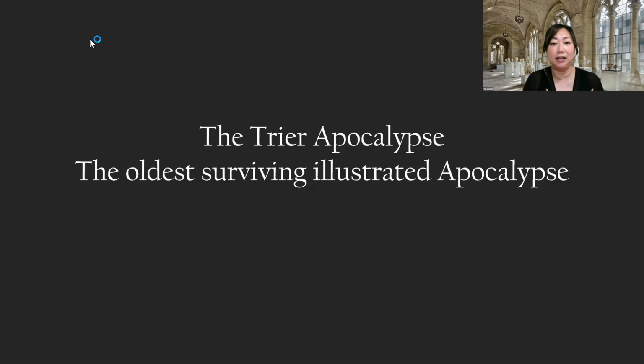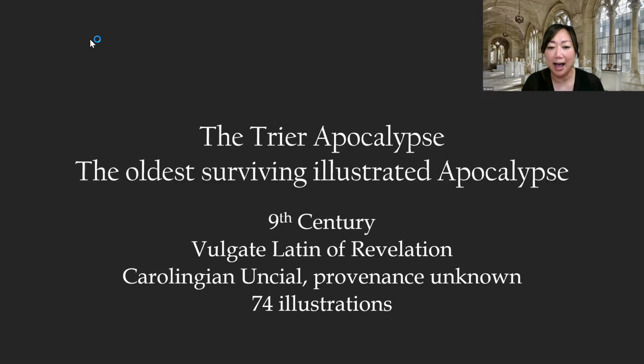And the Trier Apocalypse is early, in fact, I think the oldest surviving illustrated one we have. It is a codex containing the Vulgate Latin of Revelation. It's written in what's called the Carolingian uncial, so lowercase Latin in the Carolingian script, in an earlier phase than later styles. The provenance of this is unknown. You can guess from how the illustrations look what it might be. It's housed in Germany, of course, in Trier, and there are 74 illustrations. So the Trier Apocalypse, I'll just show you.